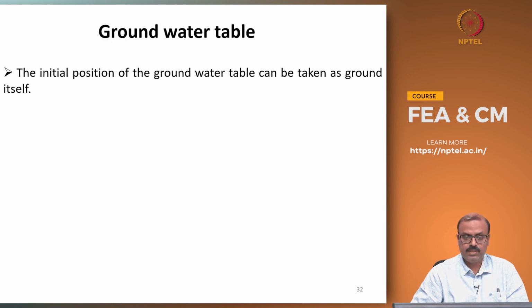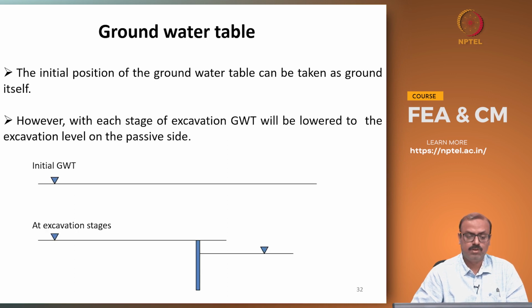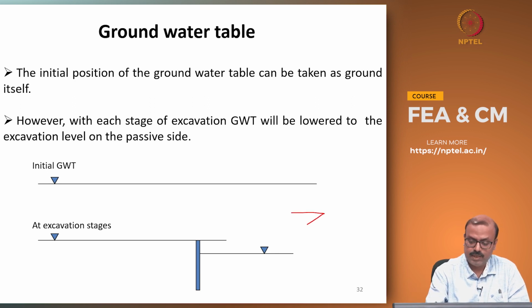So, as I said, the initial position of the groundwater table is almost at the ground, it's a coastal area. So, we can take it as the ground, and then at each excavation stage the groundwater table is lowered. So, we call it typically a Z type arrangement.